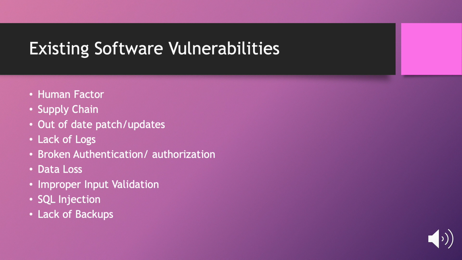The last vulnerability that will be discussed is the lack of backups the organization has. The lack of backups can lead to data being lost. Examples of vulnerabilities that can lead to data loss are human error, mobile devices, natural disasters, malware or cyber attacks, and power outages.